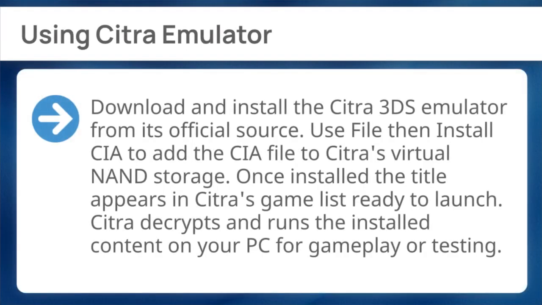Download and install the Citra 3DS emulator from its official source. Use File, then Install CIA to add the CIA file to Citra's virtual NAND storage. Once installed, the title appears in Citra's game list ready to launch. Citra decrypts and runs the installed content on your PC for gameplay or testing.